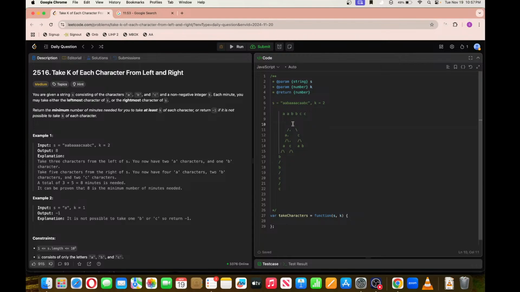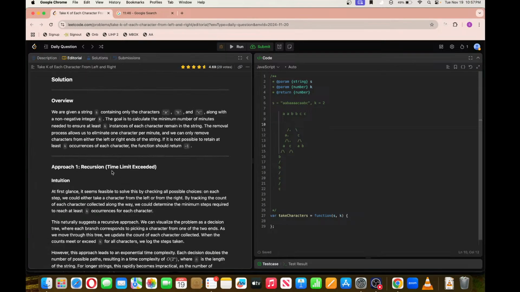I'm so sorry, guys. I'm very lazy right now. I do not even want to code. I'm very sleepy, so I'll just look at the solution directly.